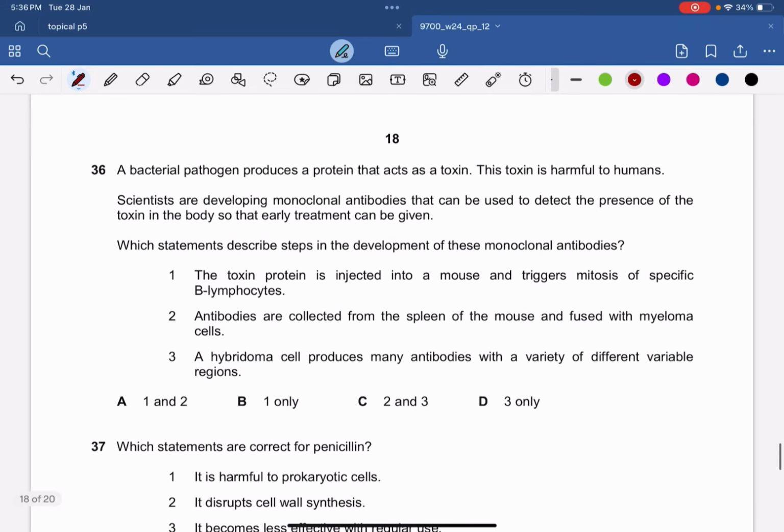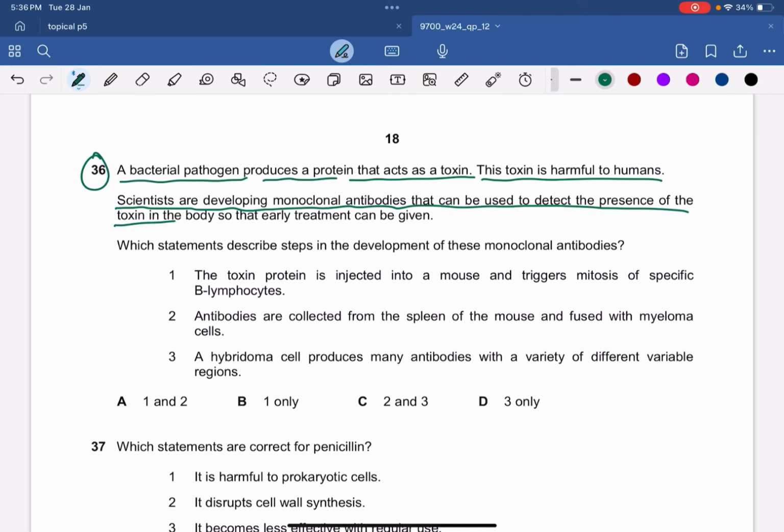Question 36 says that a bacterial pathogen produces a protein that acts as a toxin. This toxin is harmful to humans. Scientists are developing monoclonal antibodies that can be used to detect the presence of the toxin in the body so that early treatment can be given. Which statement describes the steps in the development of these monoclonal antibodies?